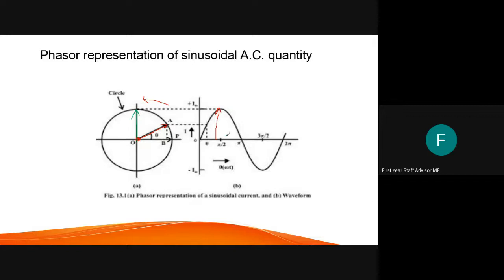What is meant by peak value? From the zero position, the zero reference axis, to the maximum value in the positive axis, the positive direction or positive half cycle.